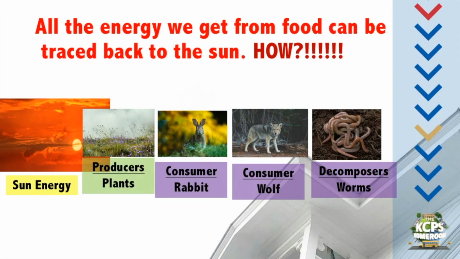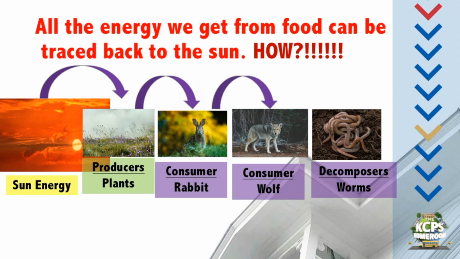How? Producers need the sun's energy for the photosynthesis process when they create their own food. In our example, a consumer, the rabbit, eats grass and gets eaten by another consumer, the wolf. If the wolf dies, its body can be broken down by decomposers. In our example, they are worms.